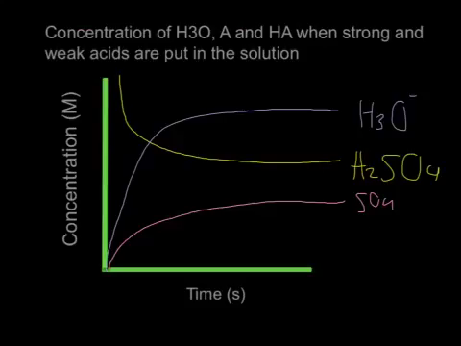This is the graph that shows the concentration of H3O, A, and HA when strong and weak acids are put into the solution. So as you can see, the concentration of H3O increases, the same as SO4, but H2SO4 decreases as time passes.